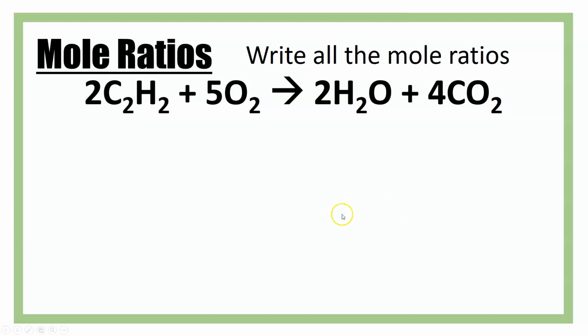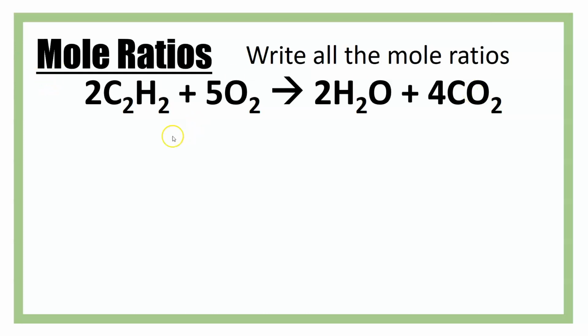I'll get you started. If you notice, what I tend to do when I do these problems is I like to start on the left and go to the right. So I'm going to start with C2H2 and relate it to oxygen. Then I'm going to do C2H2 to water. Then I'm going to do C2H2 to carbon dioxide. Then I'll move over. I'll do oxygen and water, oxygen and carbon dioxide. Then I'll do water and carbon dioxide. If you do it like that, kind of a left to right, you'll get all the combos and you won't double up on anything or miss anything.